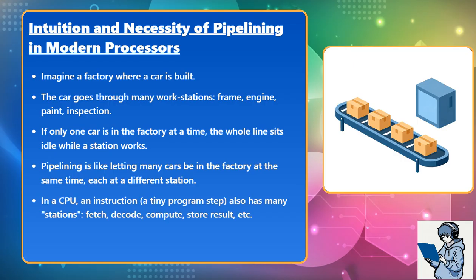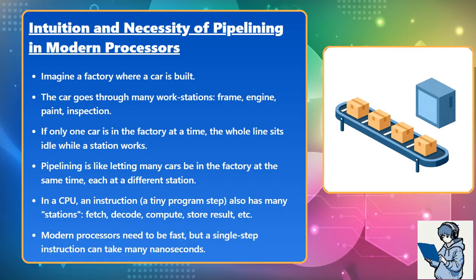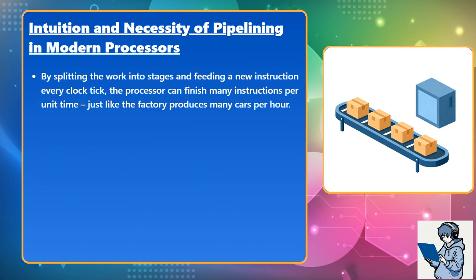In a CPU, an instruction, a tiny program step, also has many stations: fetch, decode, compute, store result, etc. Modern processors need to be fast, but a single-step instruction can take many nanoseconds. By splitting the work into stages and feeding a new instruction every clock tick, the processor can finish many instructions per unit time, just like the factory produces many cars per hour.